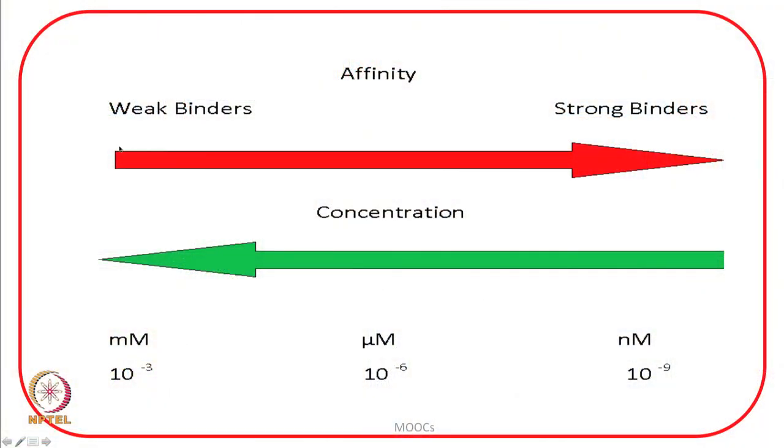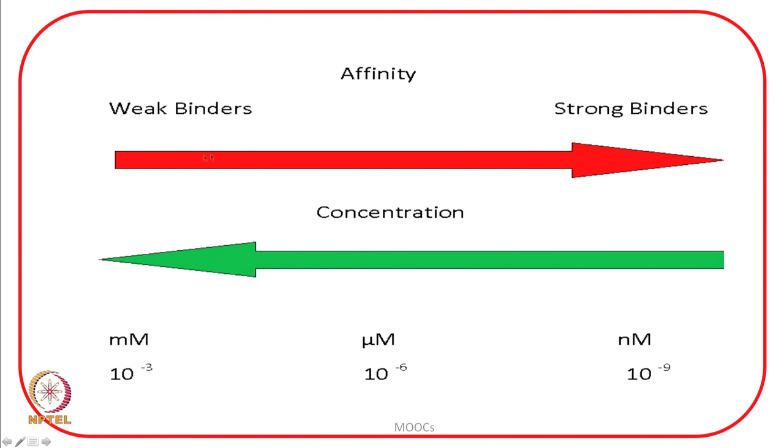Literature suggests that if the affinity increases, that is, if we move from weak binders towards strong binders, the concentration requirement of the macromolecule decreases. That means, if the binding is weak, we will require large amount of the macromolecule, and if the binding is strong, we will require small amount of the macromolecule.